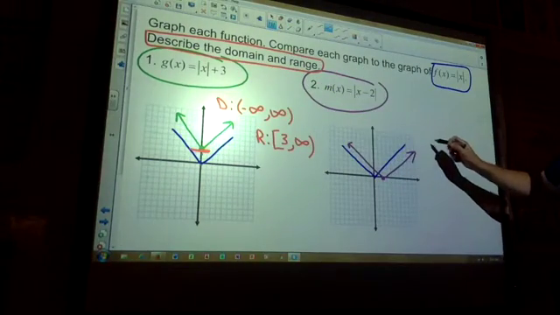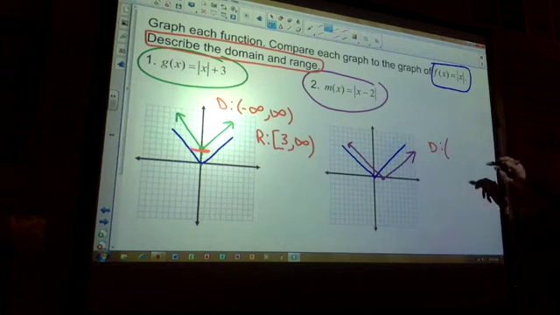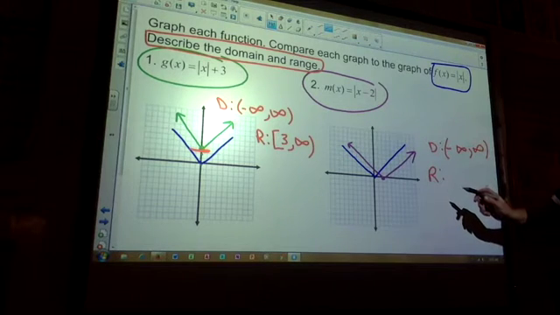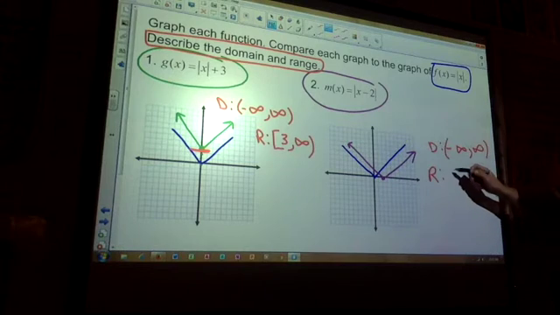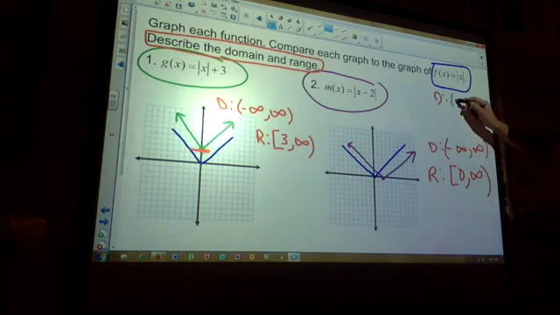All right, so the domain here on the purple goes up forever right, left? Negative to positive infinity. What's the range doing? 0 to infinity. Why is that one 0? It shifted, but it didn't shift up or down. So as far as our parent function goes, the domain is negative to positive infinity, and the range goes from 0 to infinity.